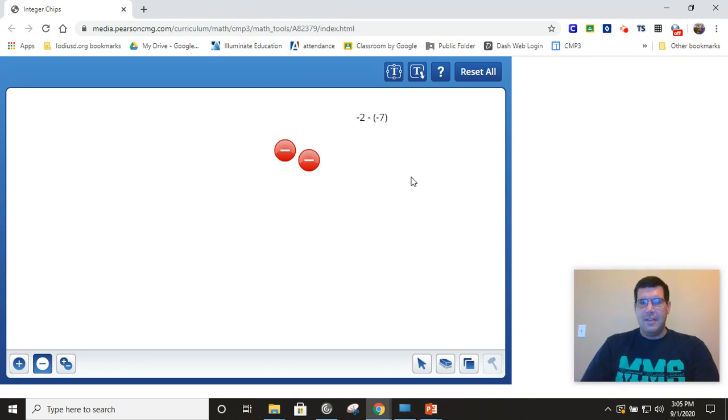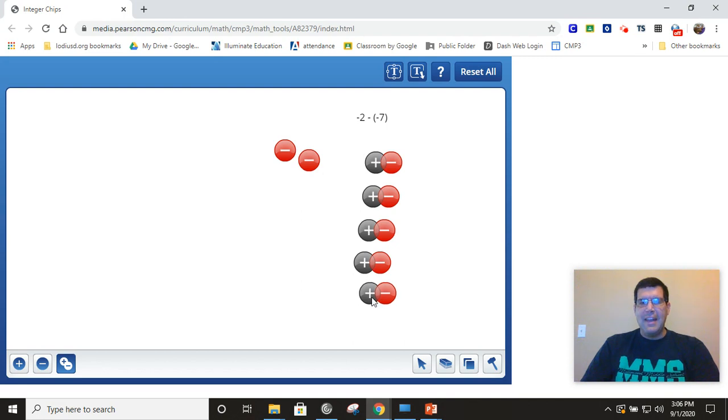So what I need to do is I need to have more chips on the board, but still have it equal negative 2. Remember, when you add a plus and a minus at the same time, that's 0. And negative 2 plus nothing is still negative 2. So I can add as many zeros as I want, and all of this still equals negative 2 because everything I'm adding is 0. Well, how do I know when to stop adding zeros? The problem that I have to do is to take away 7 red chips. So I keep adding zeros until I have 7 red chips on the board.